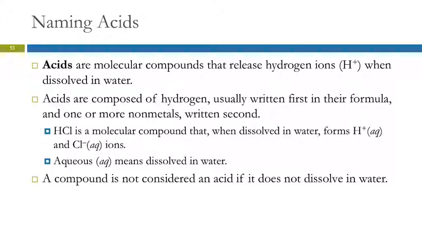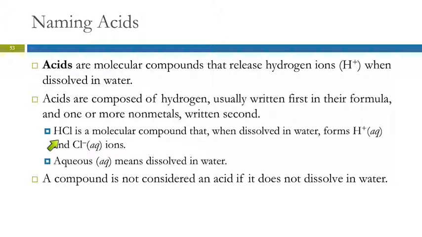So acids, the ones we're going to see, are composed of hydrogen, which is generally written first in the formula, and then one or more nonmetals. Those are written after the hydrogen. So here's an example of an acid, HCl. I want you to identify acids as things that start with H. So you look at it, it starts with H, it's an acid. What's one exception? Water. We don't name water as an acid. We just call it water.